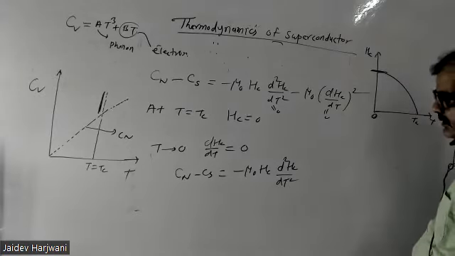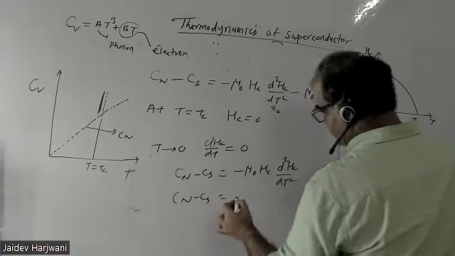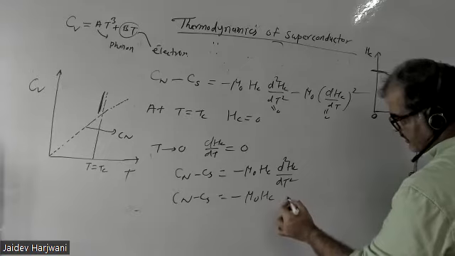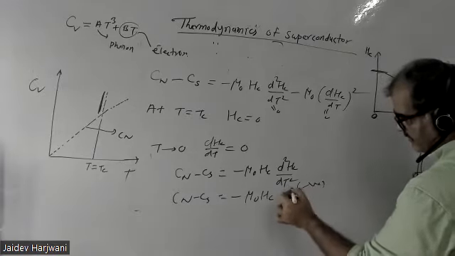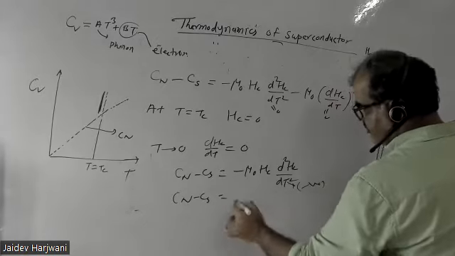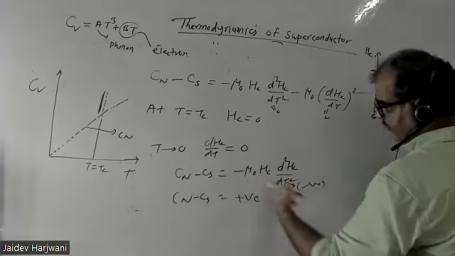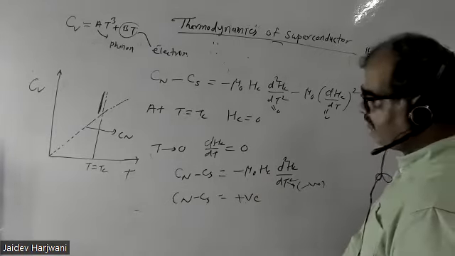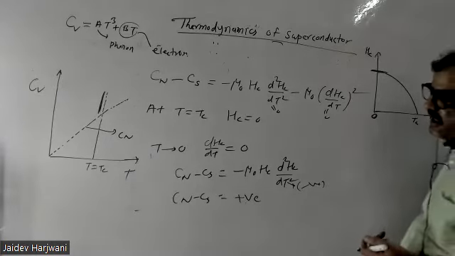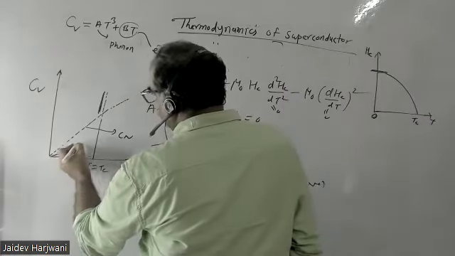So this term Cn minus Cs, this term is negative, this term is negative, so the total difference will come out positive. That means near T tends to 0, your normal state has more specific heat compared to the superconducting state. So the variation is like this.